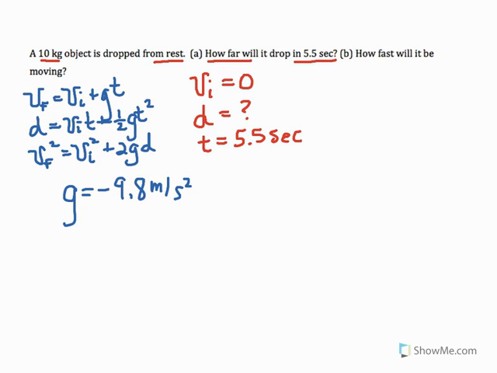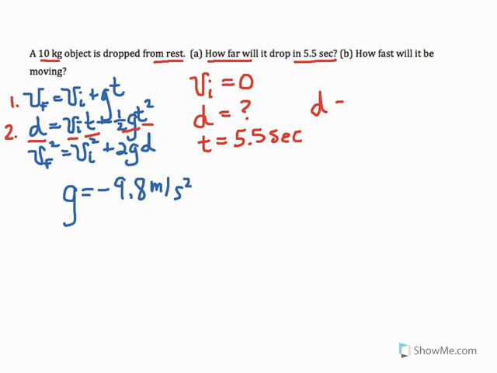At first glance, it's like, we don't have very much information. So let's take a look at the first equation. I don't have V final, and I'm not looking for it, not yet anyway, so I'm not going to use that one. Let's look at equation 2. Equation 2 has distance, which is what I need. I've got initial velocity, I've got time, and I know that gravity is negative 9.8. So all those variables are satisfied: we're either looking for it or we have the number.